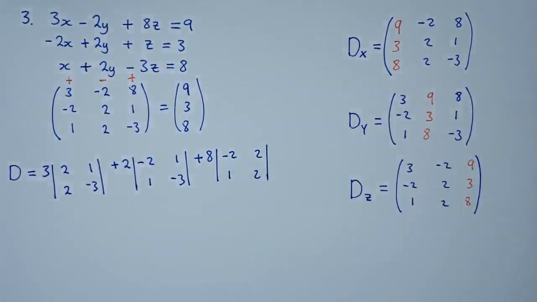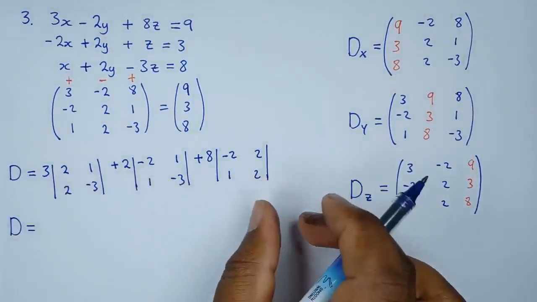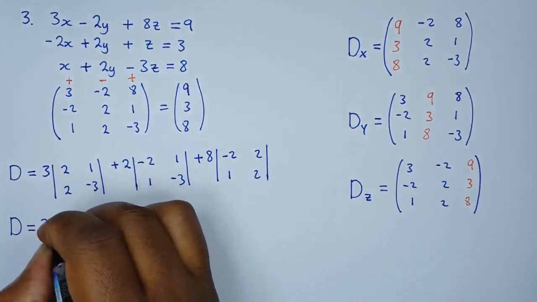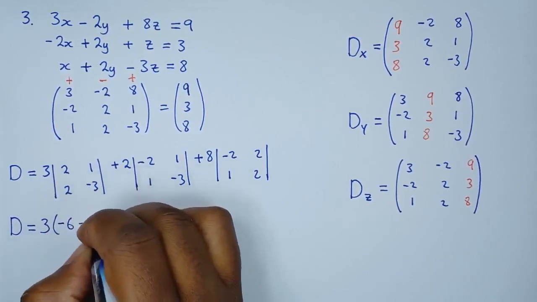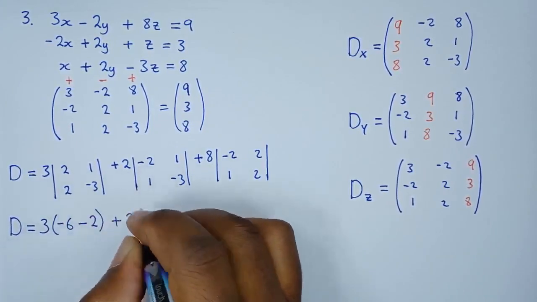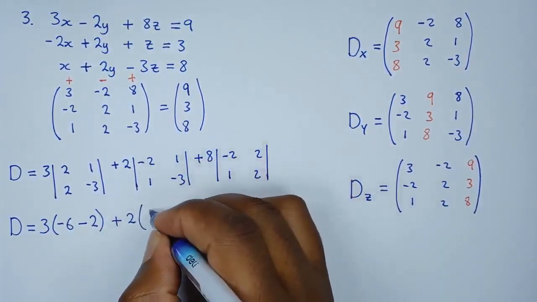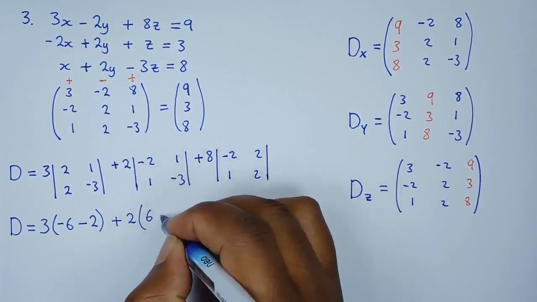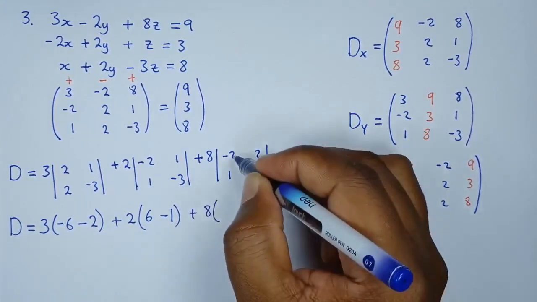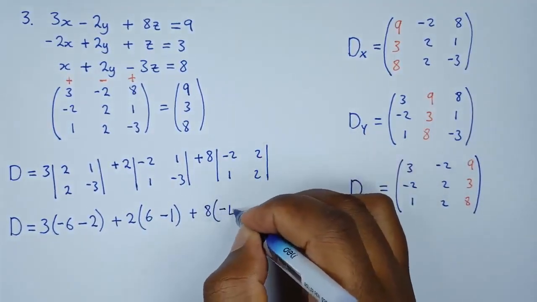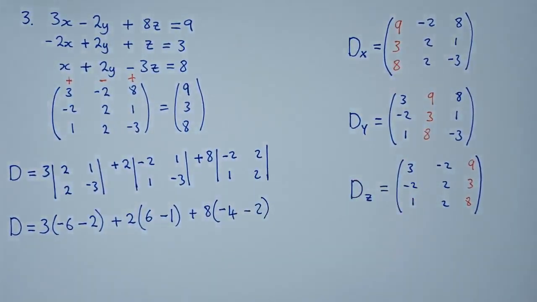Okay. From there now, let's find the determinants of these 2 by 2 matrices that we formed. So we have the 3 there. 2 times negative 3 is negative 6. 2 times 1 is 2. Plus 2. Negative 2 times negative 3 is simply positive 6. Then 1 times 1 is 1, like that, plus 8. So negative 2 times 2 is negative 4. 1 times 2, of course, is simply 2. So let's simplify.